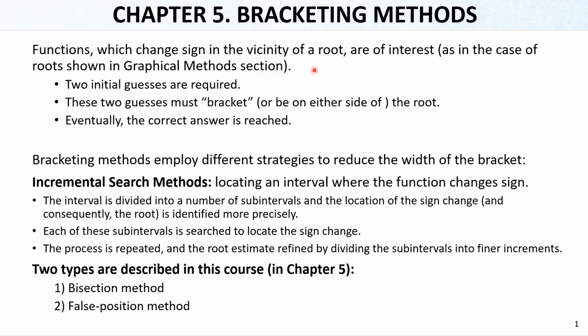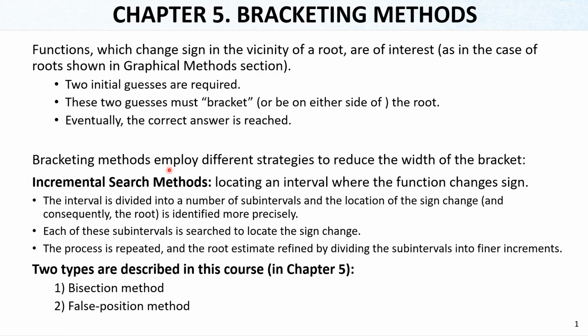So to be able to identify a root when we change a sign for the bracketing methods, we use two initial guesses, and it should bracket the root actually. Which means one of the initial guesses should be on the left side and one of them should be on the right side. So it should cover the roots in between these two guesses, let's say. And at each iteration, we will narrow down the brackets or the width of the two guesses, and eventually we will get the correct answer.